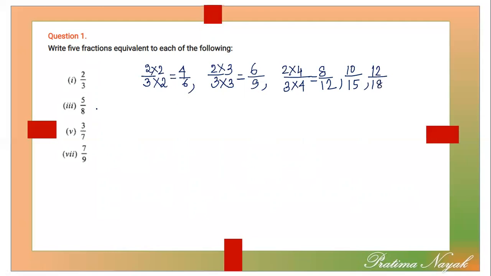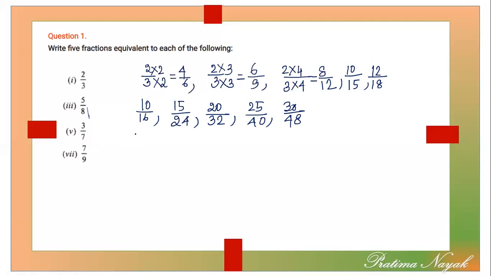Next, 5 by 8. So what will we multiply? I'll multiply 2, 2. So 10 by 16. I'll multiply 3, 3: 15 by 24. I'll multiply 4, 4: 20 by 32. I'll multiply 5: 25 by 40. I'll multiply 6, it will be 48. I hope you can do the rest.